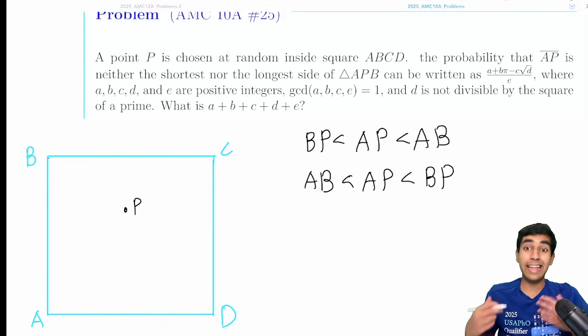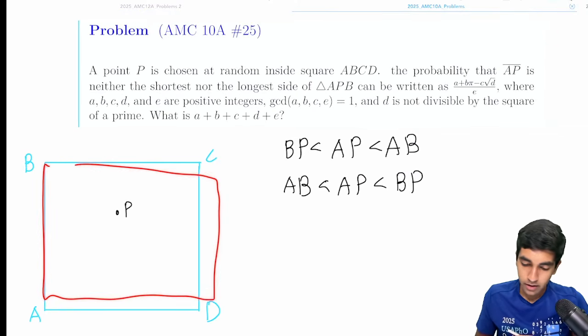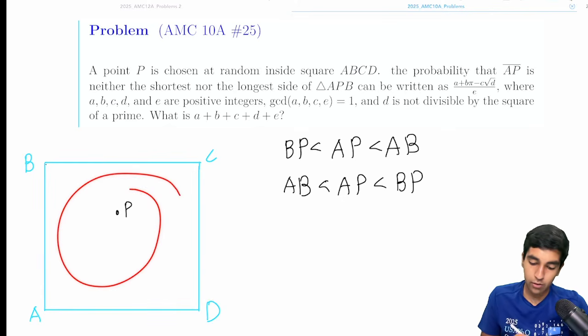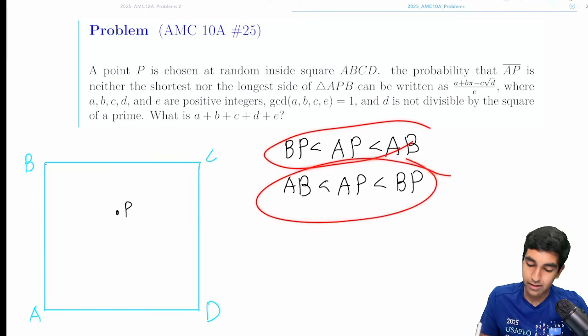We'll do that by finding the areas of these cases and dividing by the total area, which is 1. Let's just say the area is 1. We chose a point at random. What fraction of the area falls in any of these cases?